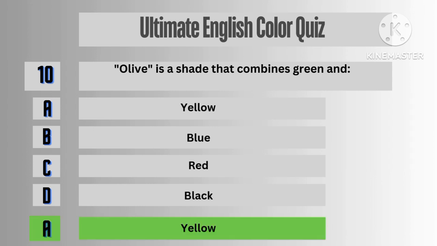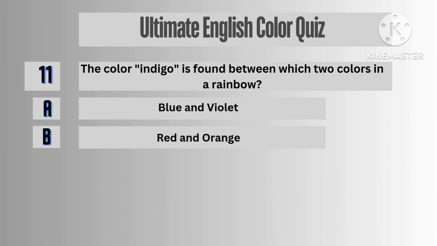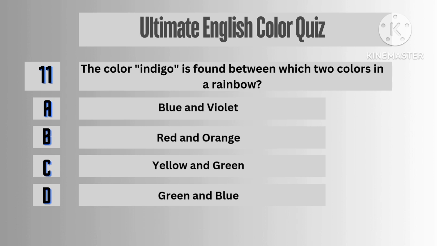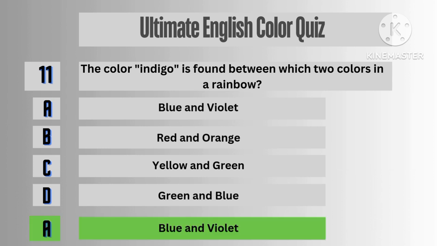Question number 11. The color indigo is found between which two colors in a rainbow? Option A blue and violet, option B red and orange, option C yellow and green, option D green and blue. 5, 4, 3, 2, 1. Correct answer is A blue and violet.